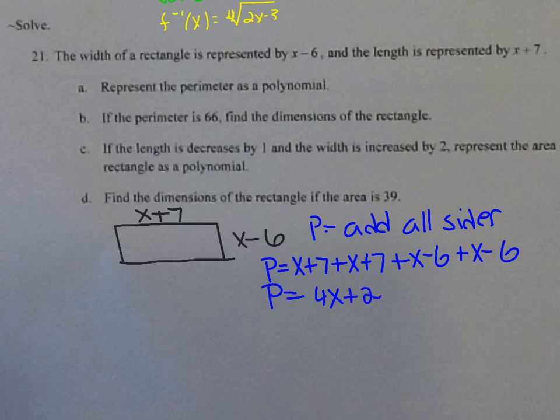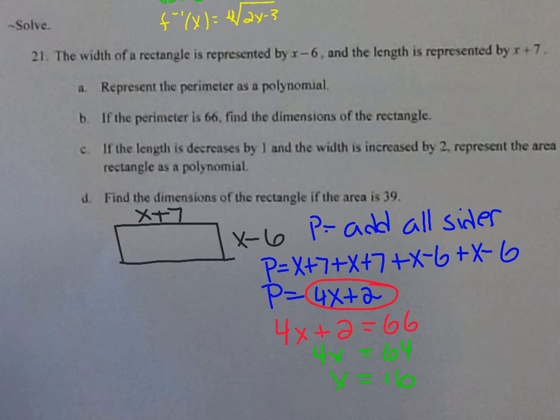That's the first part. Part B says, if the perimeter is 66, so that means if this is my perimeter, 4x plus 2, and that perimeter has to equal 66, right? So I set it equal to 66. What are the dimensions? All right, so we minus 2, 4x equals 64. Divide both sides by 4. So we get x equals 16.